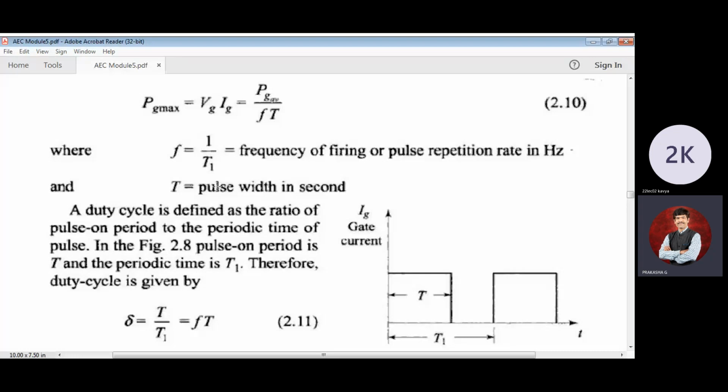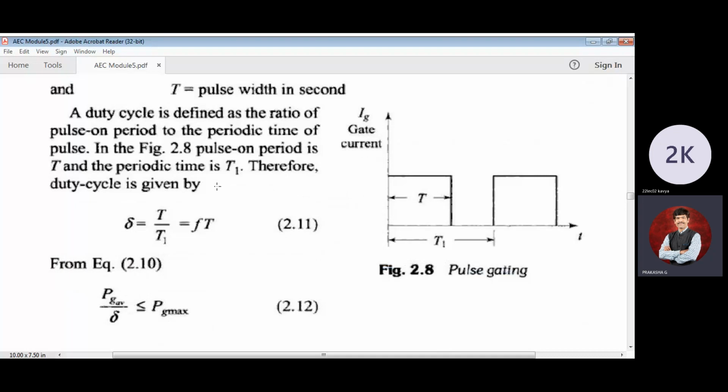Or one more thing, I started at 9 o'clock. Some students have entered at 9:10, 9:15. So how much time were they there in the class? Total time is 50, but they entered 15 minutes late. They were there only for 35 minutes. So 35 minutes divided by 50 minutes is the actual duty cycle, we'll call it. How much time you are active, that is what duty cycle is. Once you know delta, that is enough for your gate characteristics.